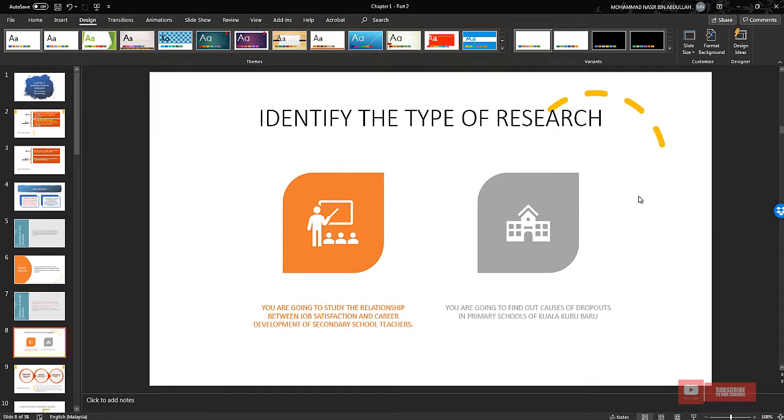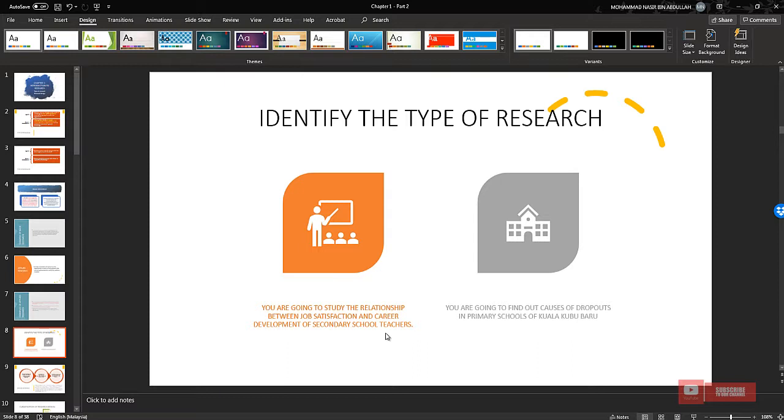So this is the... can you please identify the type of research of this statement? You are going to study the relationship between job satisfaction and career development of secondary school teachers. So maybe to study the relationship between job satisfaction and career development is basic research. So the solution provided from the basic research and applied to the improvement of job satisfaction is called applied research.